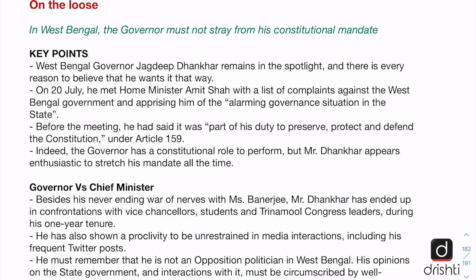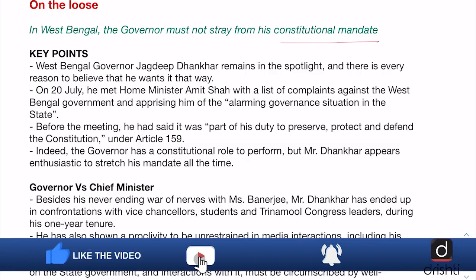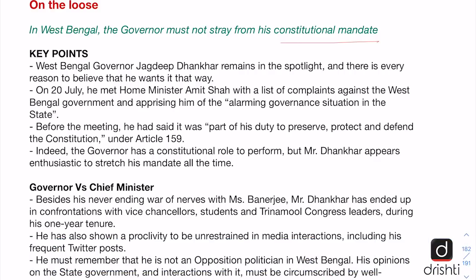The editorial says that in West Bengal, the governor must not stray from his constitutional mandate. And the constitutional mandate is of a dual role for the governor. One is to act as the constitutional head of the state and the other is to act as a bridge between the Centre and the state by being an agent of the Centre. But being an agent of the Centre means the agent of the central government and not of the political party which has formed the government at the Centre.